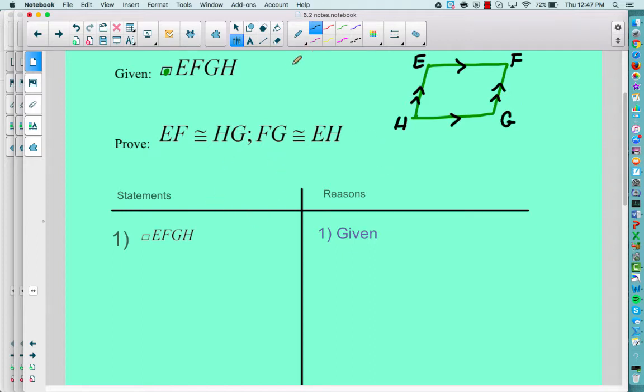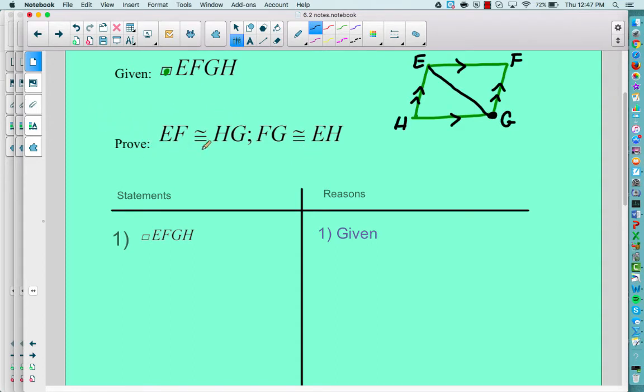All right, so one thing that you have to know is that you're allowed to draw a line in any figure. And so in order for us to prove these segments congruent, we actually are going to have to do that. We're going to draw in one of the diagonals, just one. So I'm going to draw a line segment from E to G, and I'm allowed to do that. Now you may notice that I turned it into two triangles.